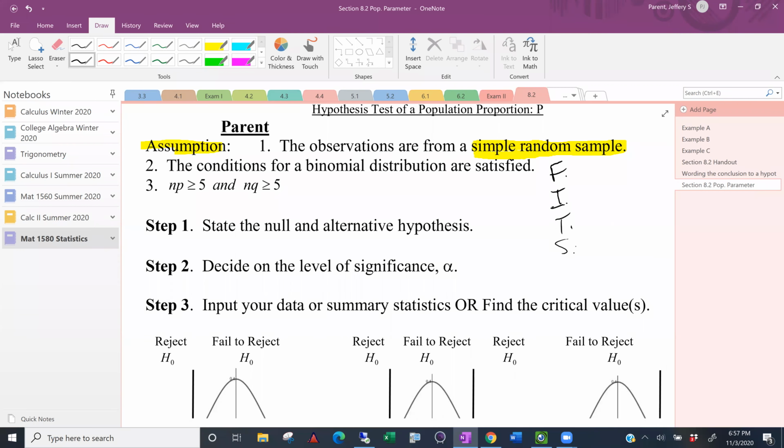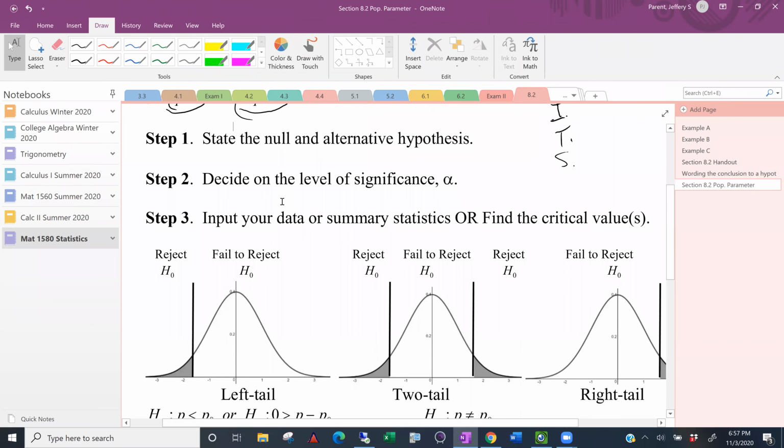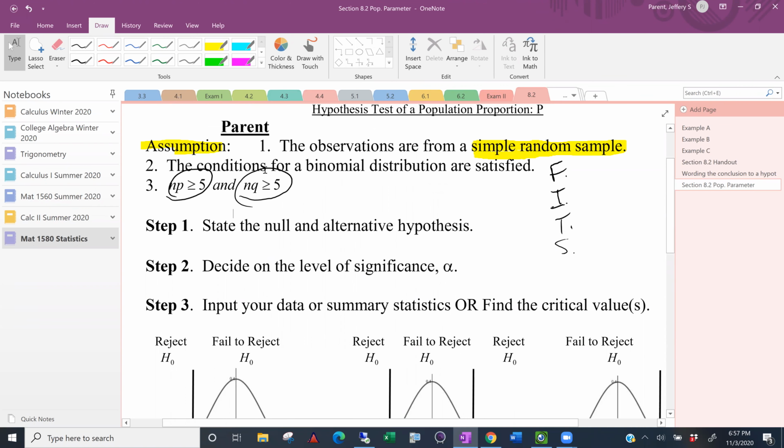And the last thing is that we're going to need to assume that this number, np, the number of successes, and nq, the number of failures, are both greater than 5. If that's the case, then we can approximate the probabilities involved and perform a nice hypothesis test. So here's our 6 steps.